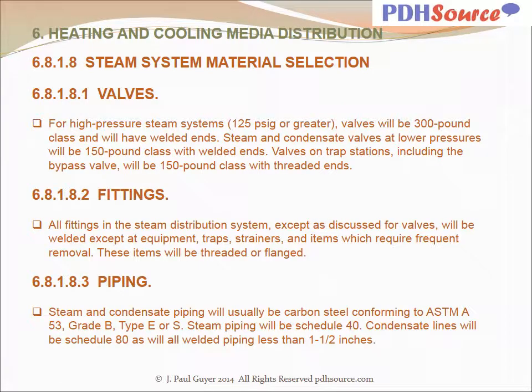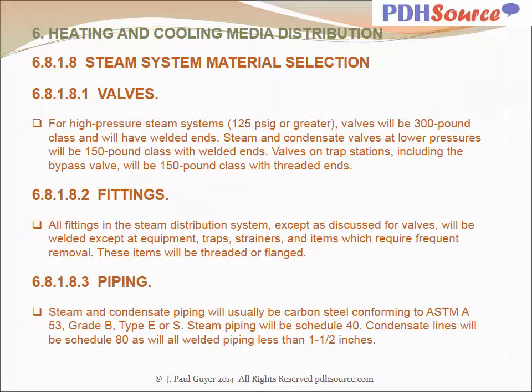With regard to steam system material selection, valves for high-pressure steam systems, 125 psig or greater, will be 300-pound class and will have welded ends. Steam and condensate valves at lower pressures will be 150-pound class with welded ends. Valves on trap stations, including the bypass valve, will be 150-pound class with threaded fittings.